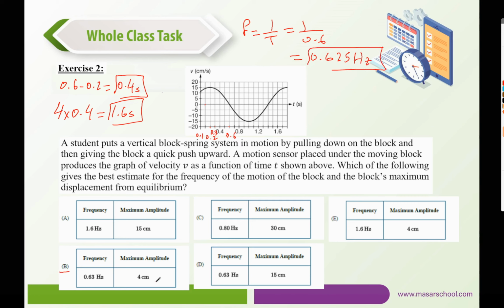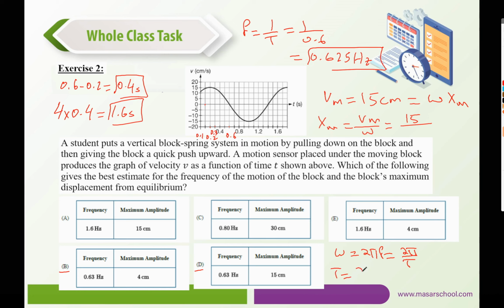Then we're limited to B or D. Now we need the maximum amplitude. This is a vt graph, so we can determine the maximum velocity. The maximum velocity is given by 15 centimeters per second, but we know that this is also equal to ω xm. Then xm is given by vm divided by ω, and that would be 15 centimeters per second divided by ω. Omega is 2πf, which is 2π over the period.